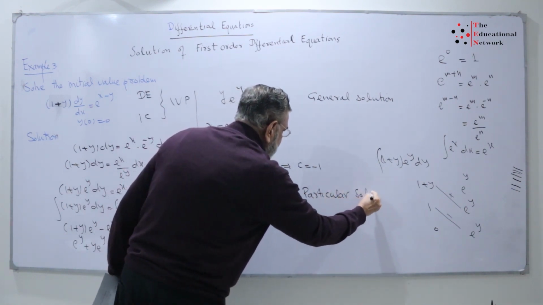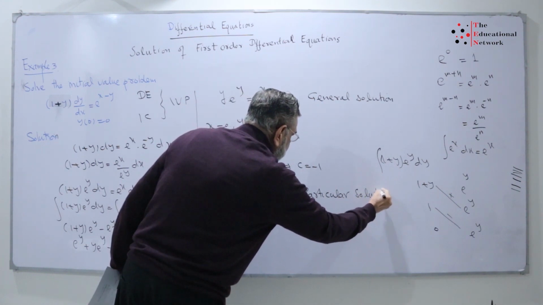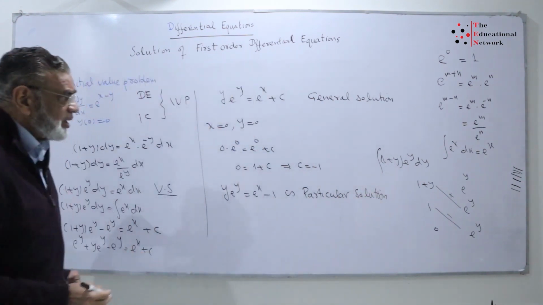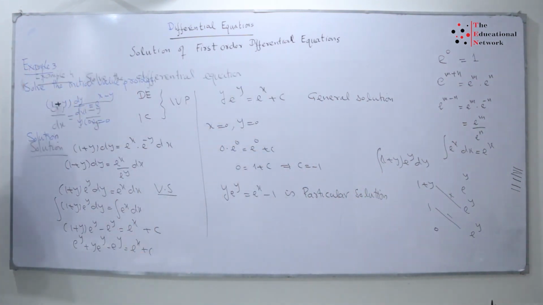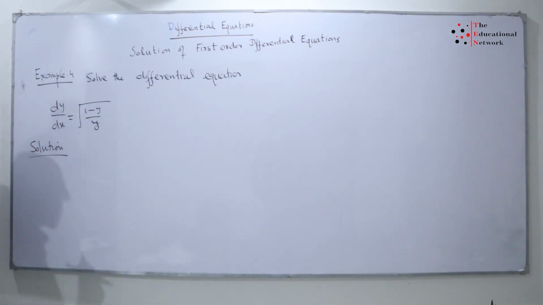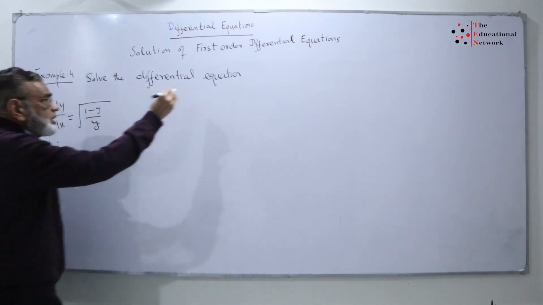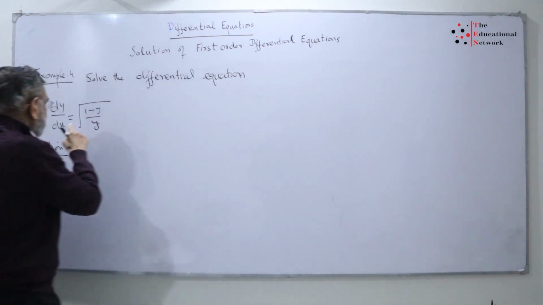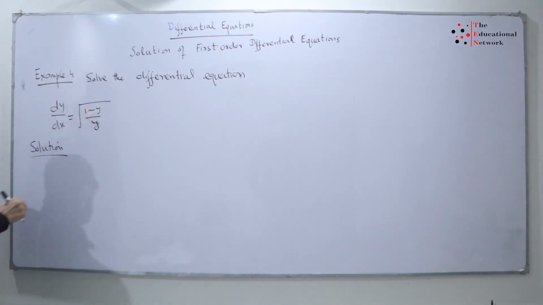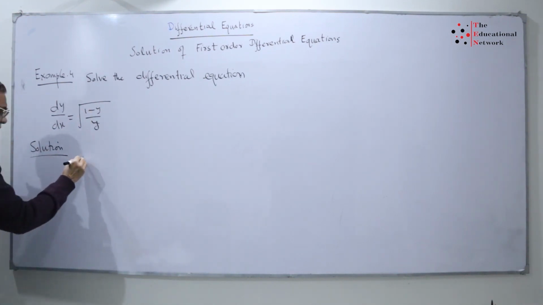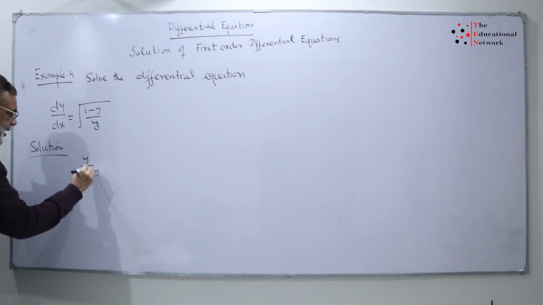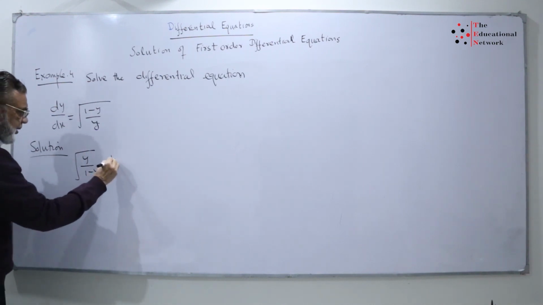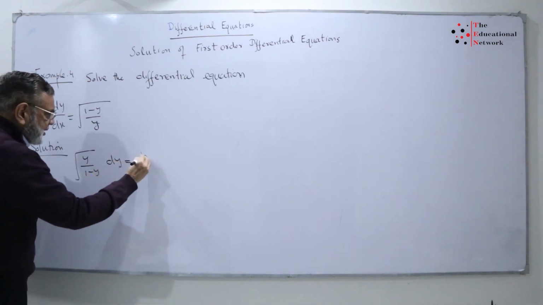I have the general solution for the differential equation, and if we are given the initial condition, then we get the particular solution. We're going to solve this example. We have the differential equation dy/dx = root of (1 minus y) over y. To look at, it's very simple. So we separate the variables, and we get root of y over root of (1 minus y) dy = dx.